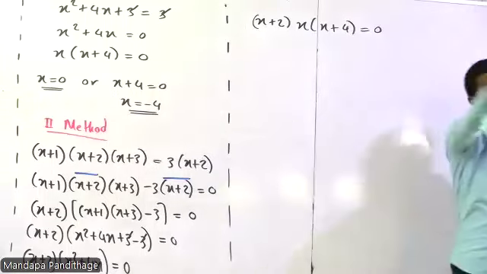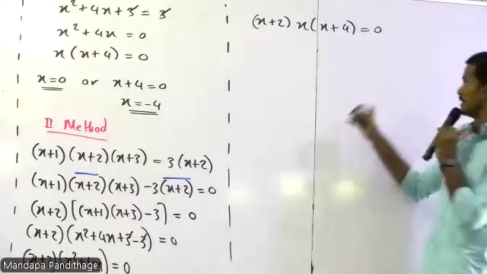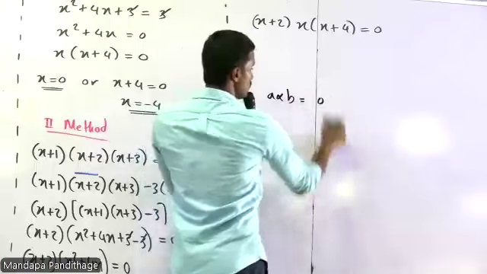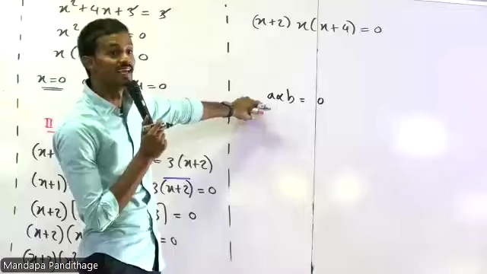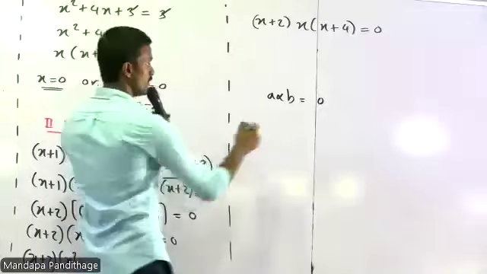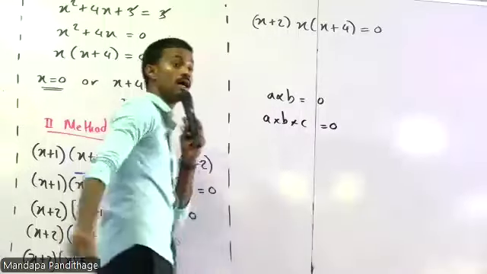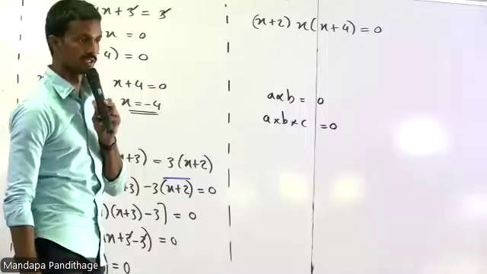Let's say you are having the entire alphabet. Now, if A into B is equal to 0, what can you say? A equals 0 or B equals 0. So if you have A into B into C, now what can you say? A equals 0, B equals 0, C equals 0.